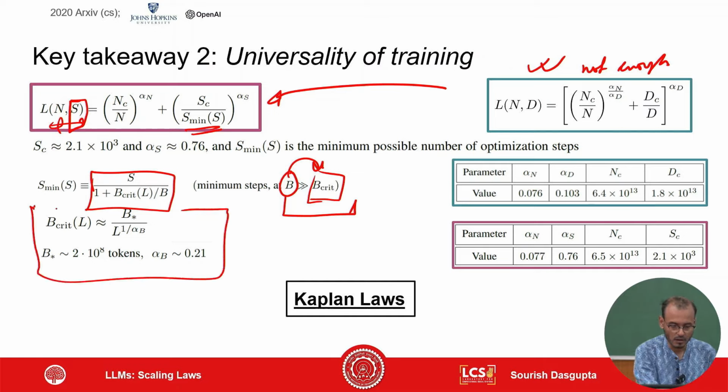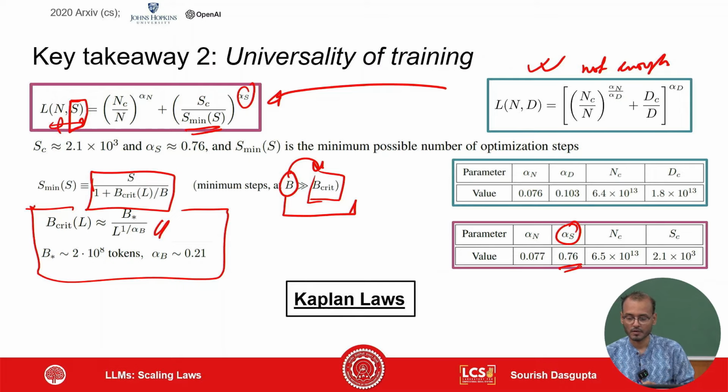Probably that was the point of keeping the B bigger. And again, B critical as it is, this formula remains the same, and you plug this in and then you get the estimate. So basically the idea is that instead of keeping S on the x-axis, you're keeping S minimum, and then you are trying to figure out how that scaling is happening, right? And when you do that, you have this alpha S, which comes down to this value, right?